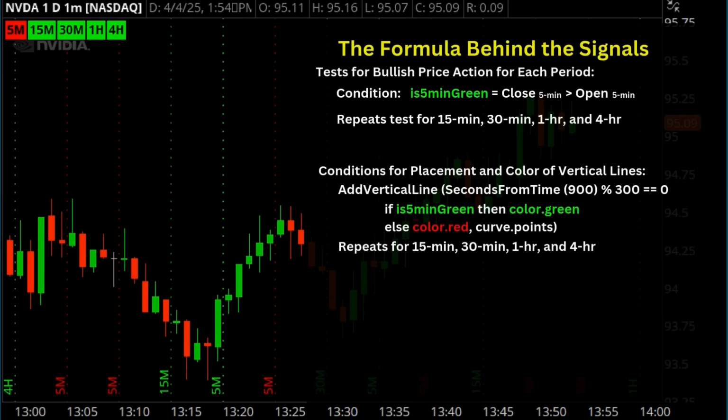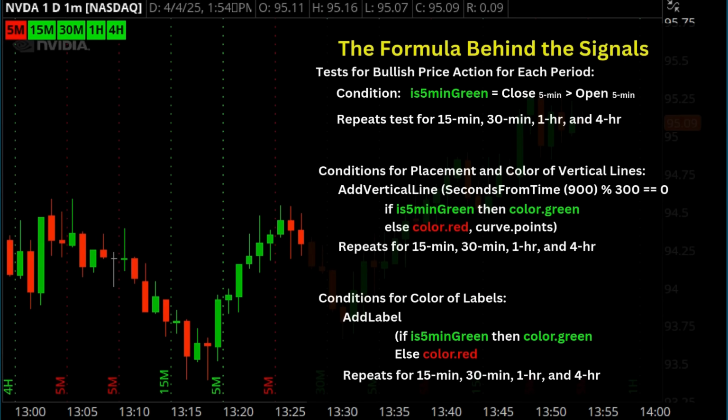With the color of the labels and lines determined, this next condition governs when and how vertical lines appear on the chart. By using the modulus operator, which is shown as a percentage symbol, it checks if the number of seconds since 9 a.m. divides evenly into specific intervals. For the 5-minute time frame, it triggers every 300 seconds, marking exact 5-minute windows. The color reflects the candle's direction, green for bullish, red for bearish. This logic repeats with larger time gaps for each additional period, creating a layered timeline of market momentum.